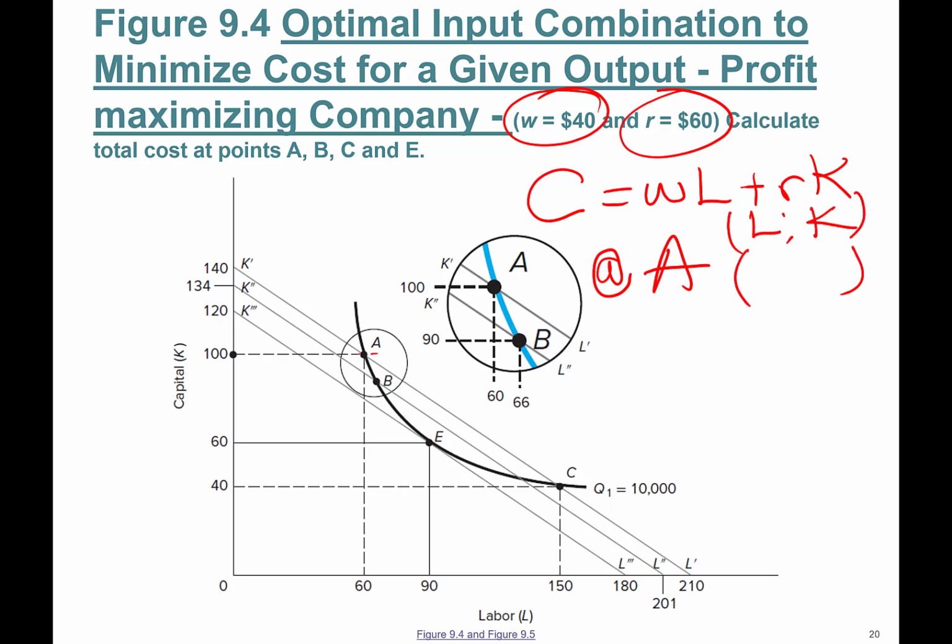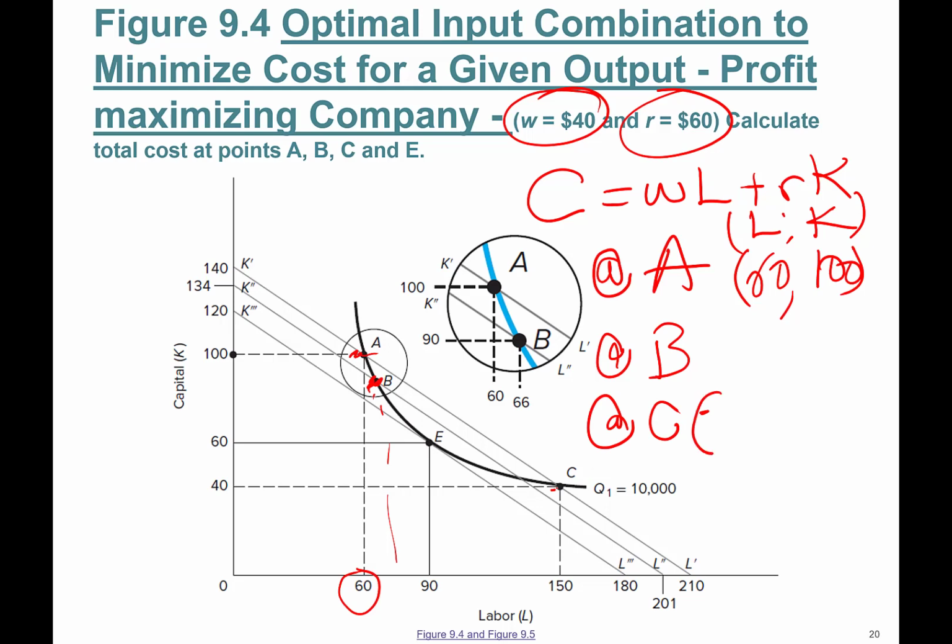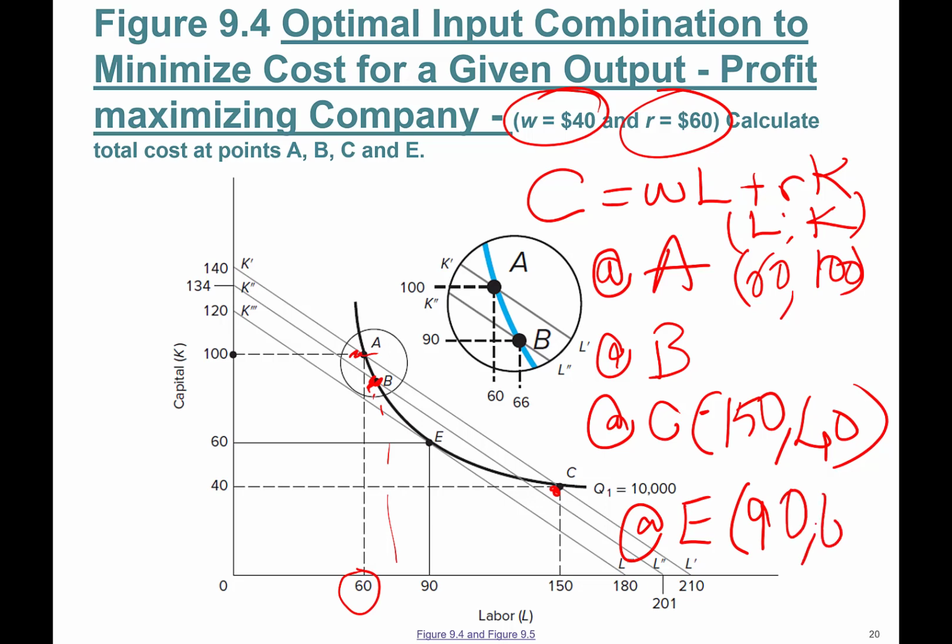At point A, I'm using 60 labor, 500 capital. This is your exercise. At point B, it's not given, but it is going to be more. All right, so let's calculate point C. Okay, point C, you have 150 labor and 40 capital. And point E, let's also calculate point E, which is 90, 60.